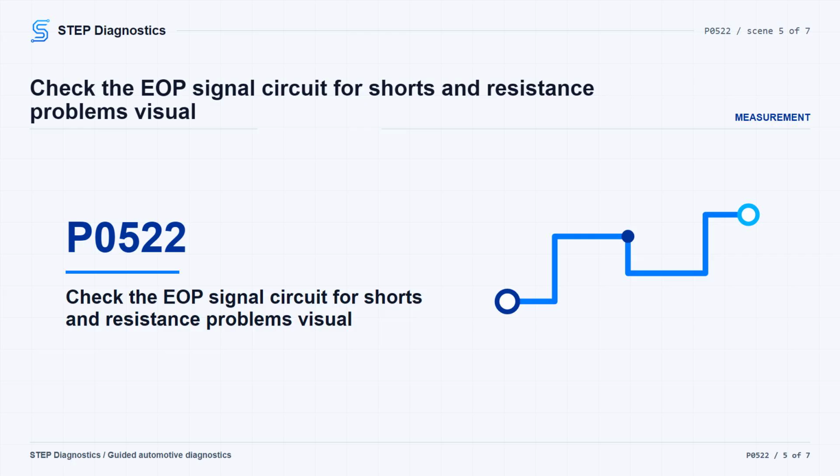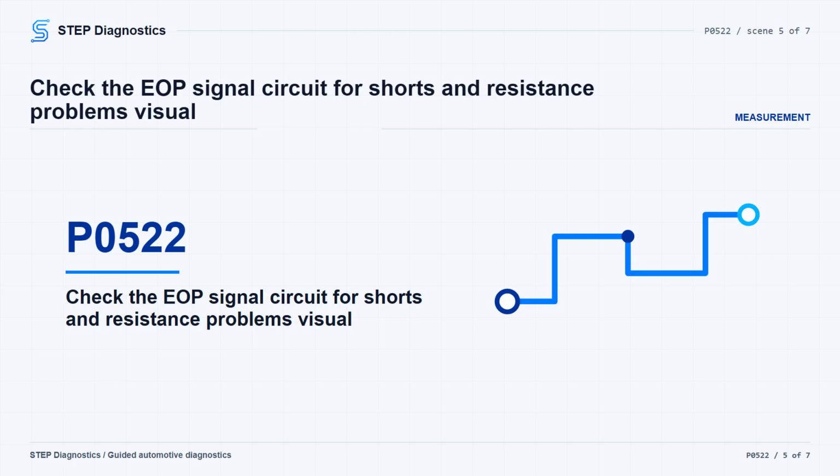First, check the EOP sensor signal circuit for a short to ground. There should be no continuity between the circuit and ground. If continuity is present, repair the short to ground, using inline connectors as possible isolation points. Then verify the repair and confirm the code stays gone. If the signal circuit is not shorted to ground, check for a short between the EOP sensor signal circuit and the sensor ground circuit. Again, there should be no continuity between those circuits. If continuity is present, repair the short between the circuits, then verify the repair and confirm the code stays gone.